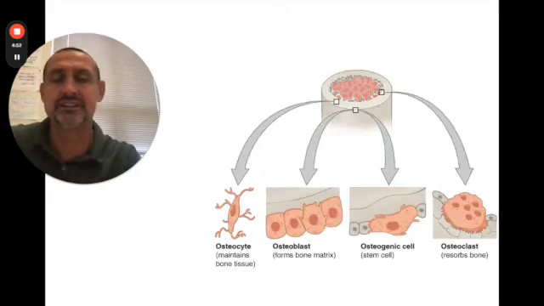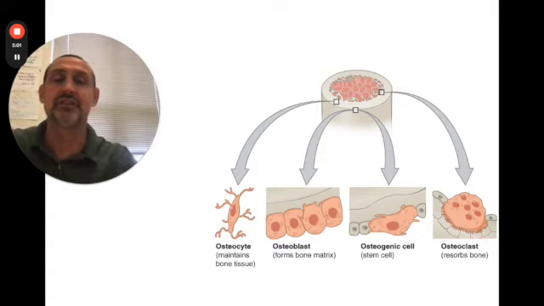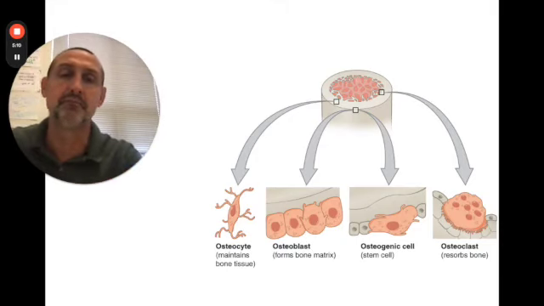So here again, you can see osteocytes maintain bone tissue. That's the mature bone cell. Osteoblasts are the builders. They're forming the bone matrix. Osteogenic cells are dividing and helping that bone grow. Osteoclasts are what dissolve bone and release those minerals.